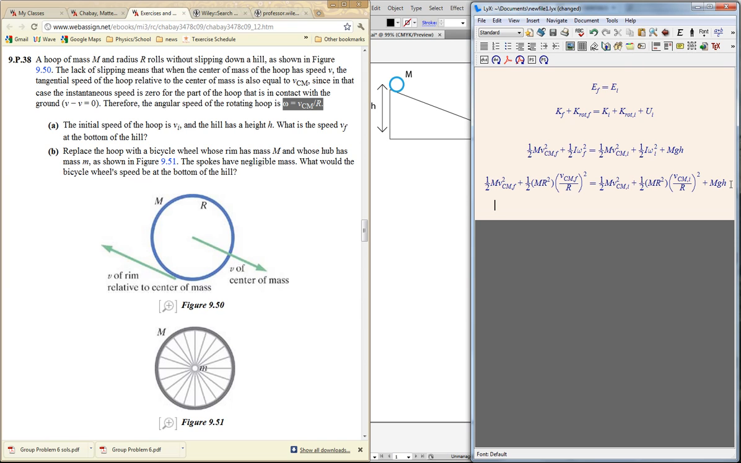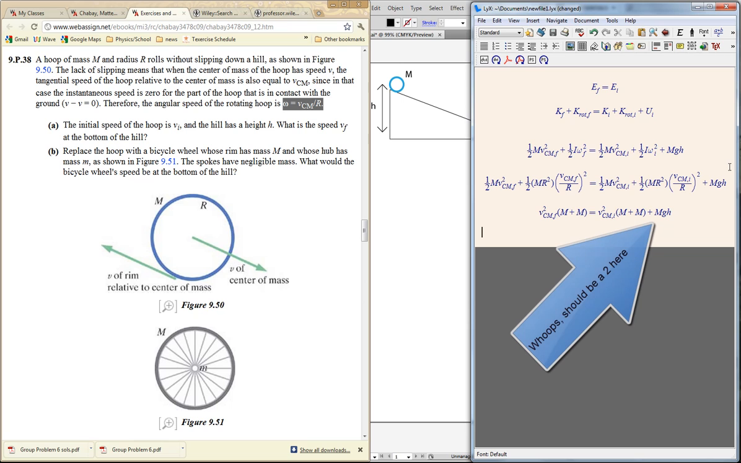Now we want to solve for VCM final. That's what we're looking for. Notice a few things happen. We could multiply everything by 2 to make things easier. Also, R squared cancels with the R squared here, and likewise over here. So the next step looks like that. And all the capital M's cancel. Then we arrive at the answer.